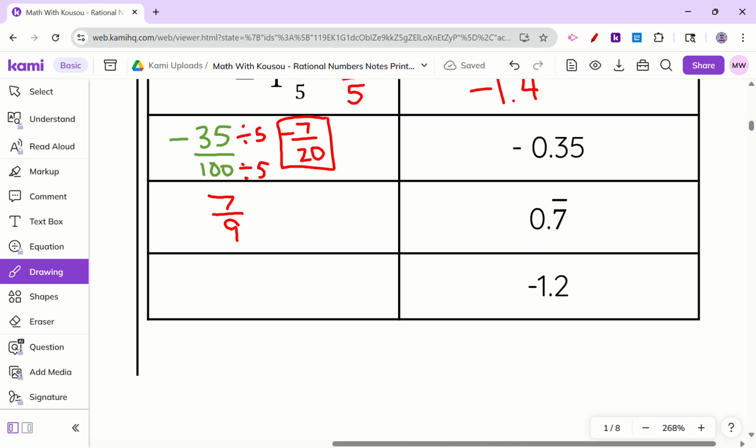All right, and then the last one, we have negative 1.2. We're going to read it using proper place value. So negative 1.2 is read as negative 1 and 2/10. And that actually simplifies. We can divide the numerator and the denominator by 2 here. And then we would get negative 1 and 1/5.